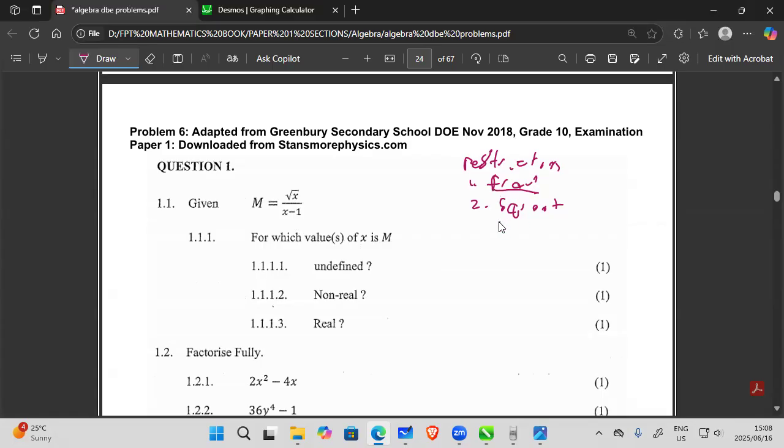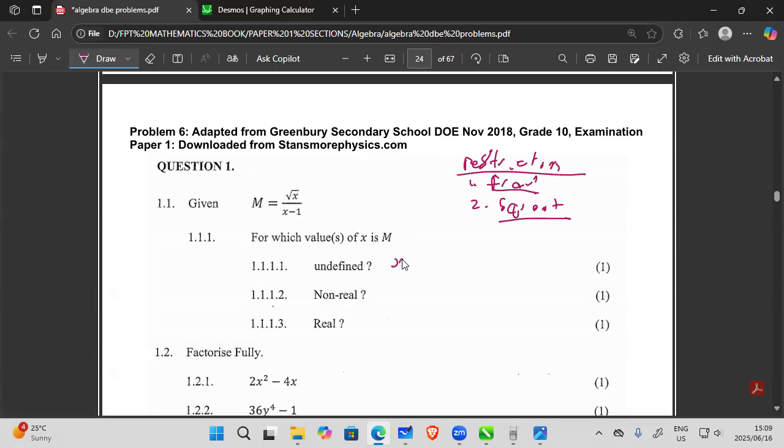Here we're talking about a fraction and the square root. Can you see how they're testing you on your restriction questions in one? They're giving you a fraction and the square root. I know that the radicand, everything that's under the square root, cannot be negative because the square root of a negative number is non-real. Division by 0 is undefined. Square root of a negative number, non-real.